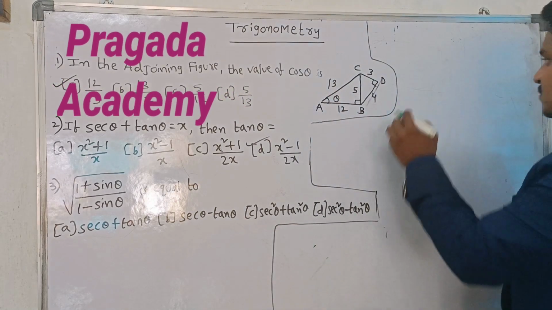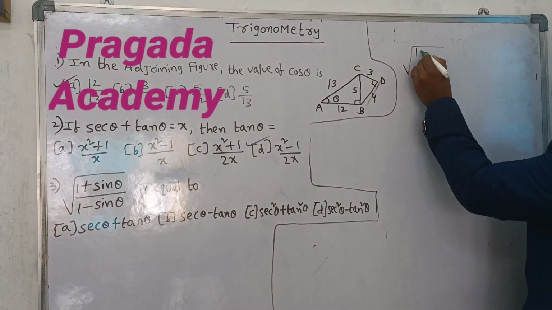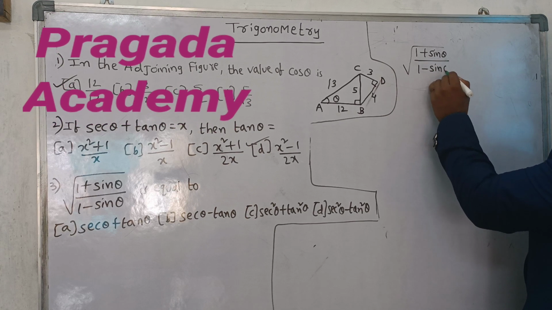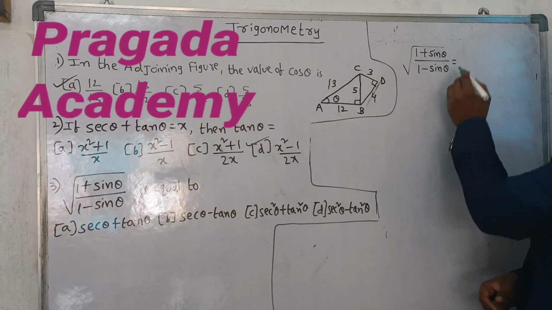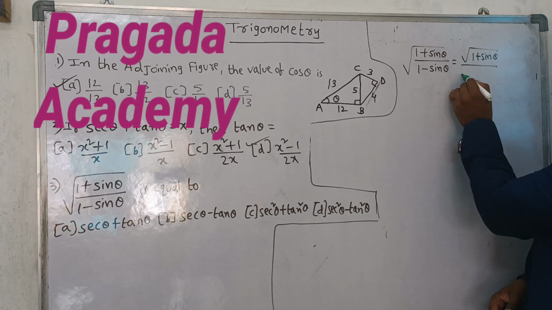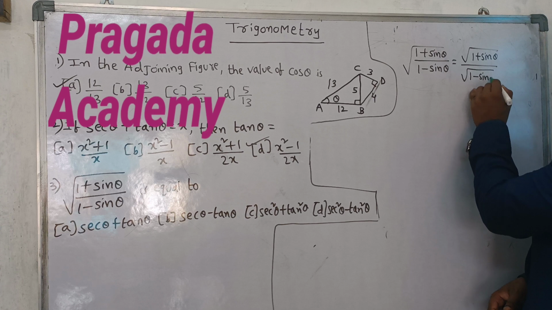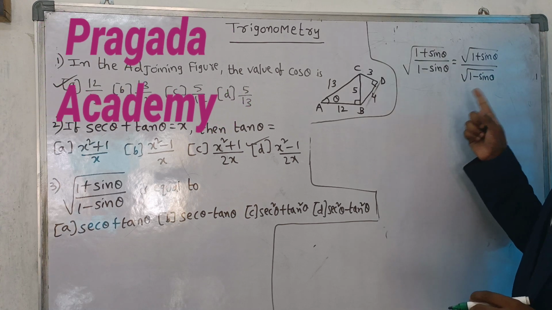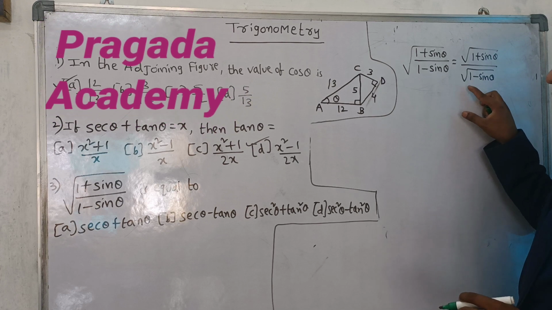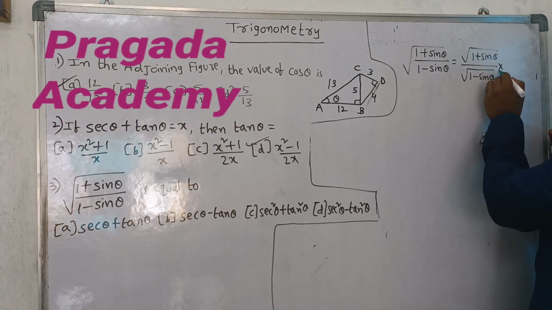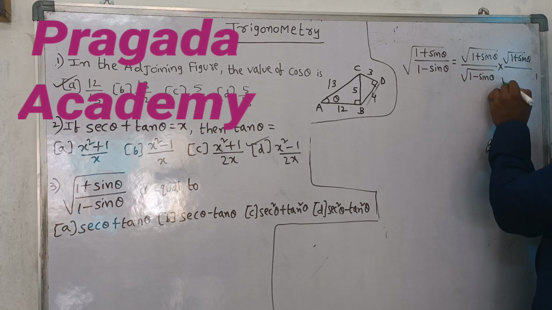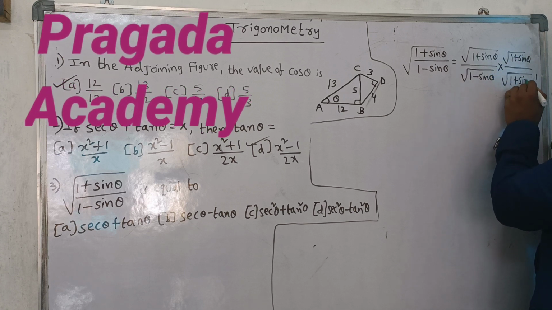Coming to the third bit, root of 1 plus sin theta by 1 minus sin theta is equal to. First of all, you need to apply the root for the numerator and denominator, so you will get root 1 plus sin theta by root 1 minus sin theta. To eliminate the root in the denominator, we should apply rationalization. So you need to multiply and divide with root 1 plus sin theta.